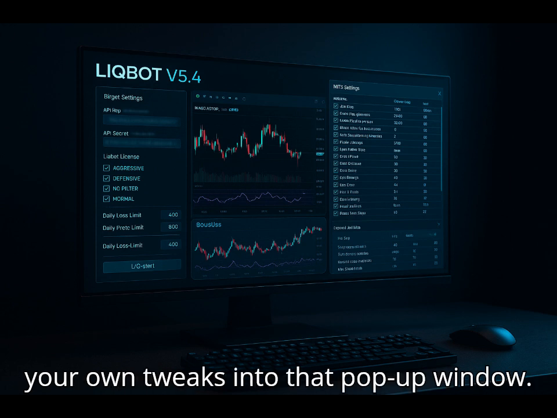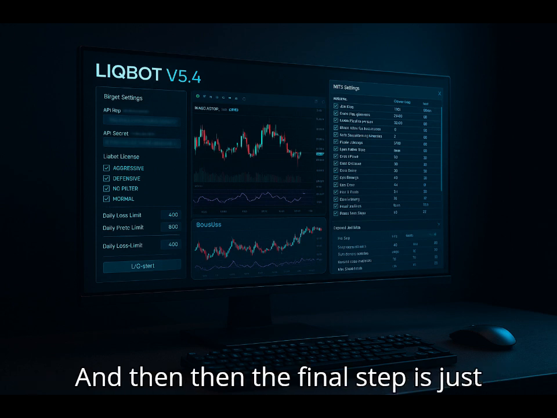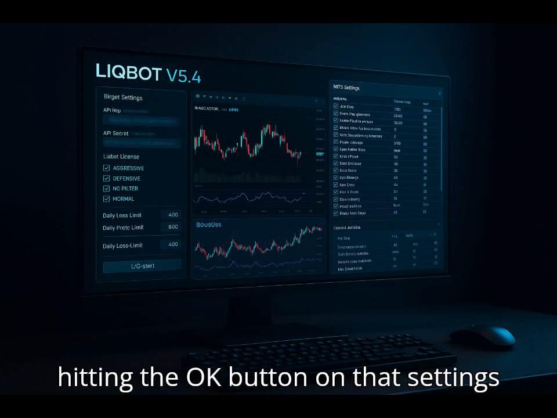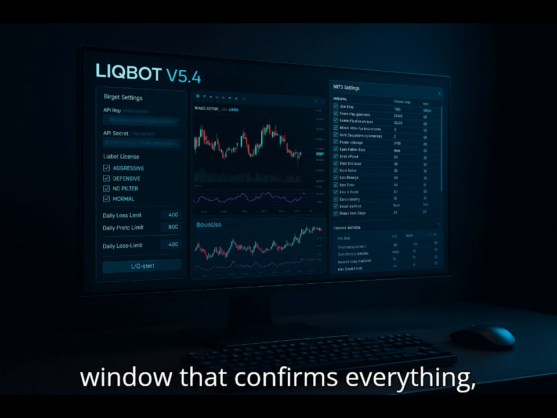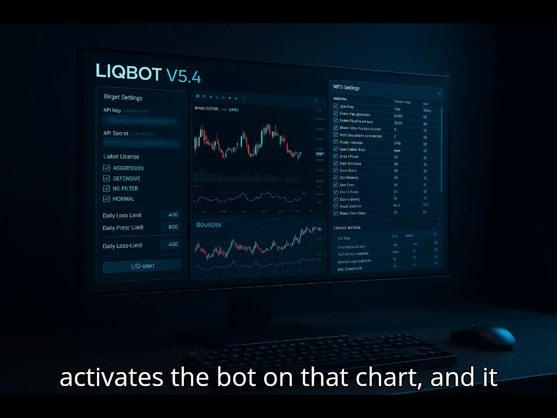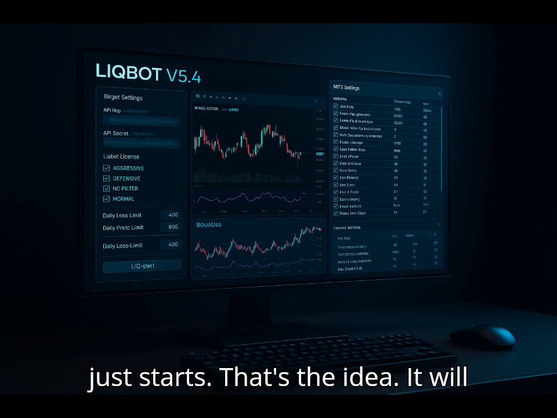or your own tweaks into that pop-up window. And then? Then the final step is just hitting the OK button on that settings window. That confirms everything, activates the bot on that chart. And it just starts. That's the idea.